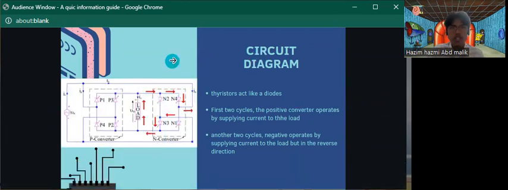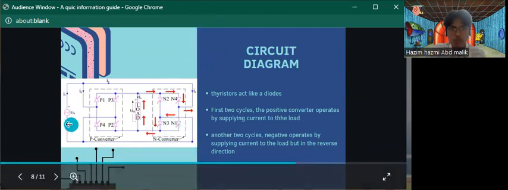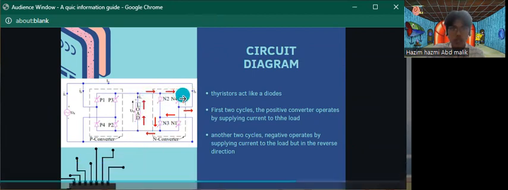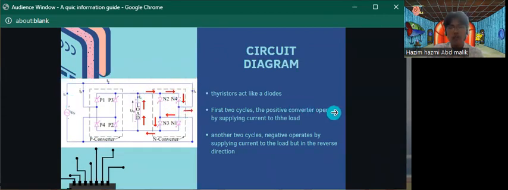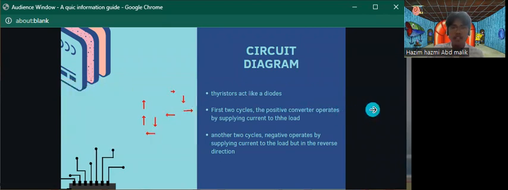Okay, next, from the negative pole of the supply, it goes to N3 and goes through the load and flows to N4, then it goes back to the positive pole of the supply.